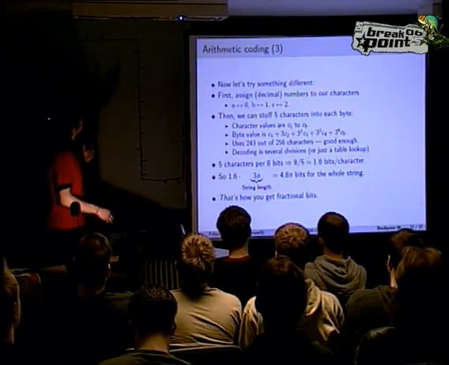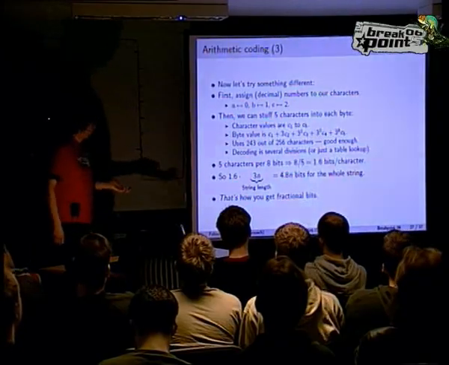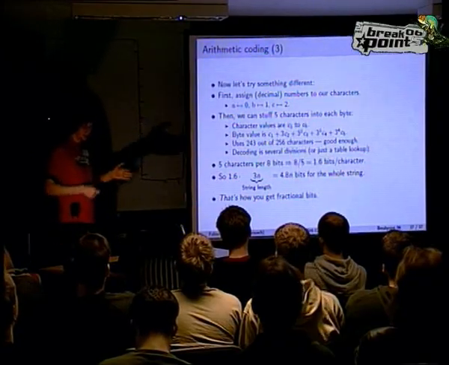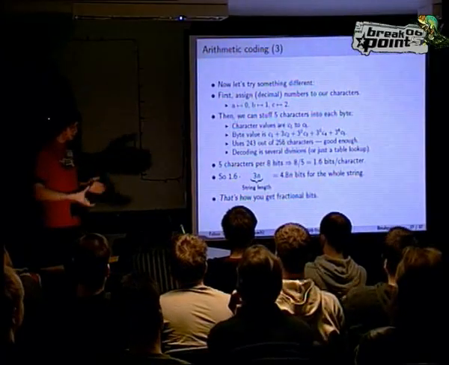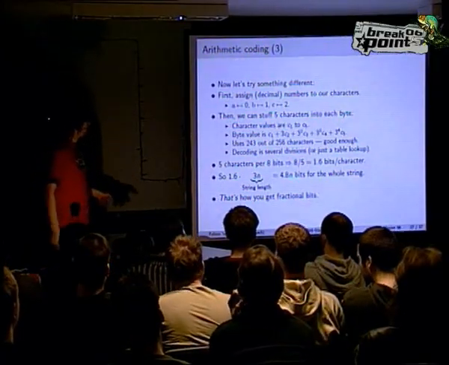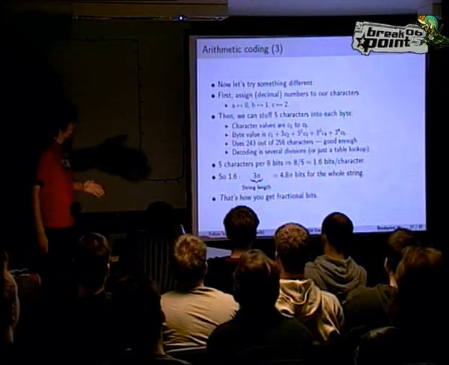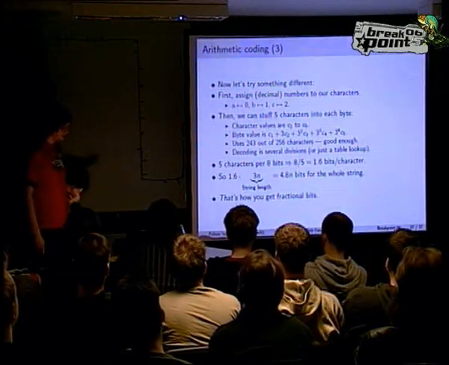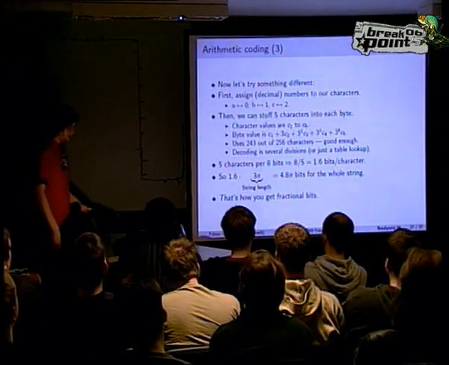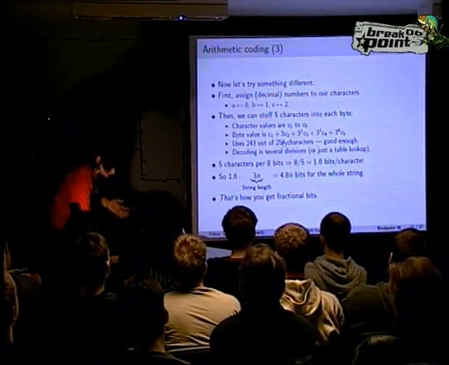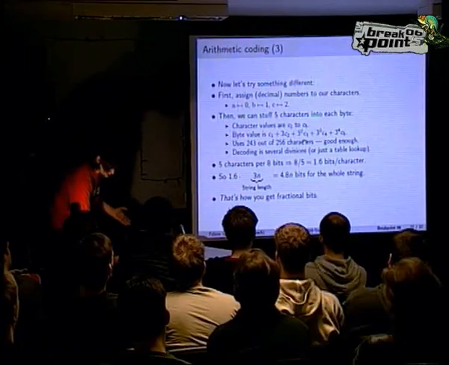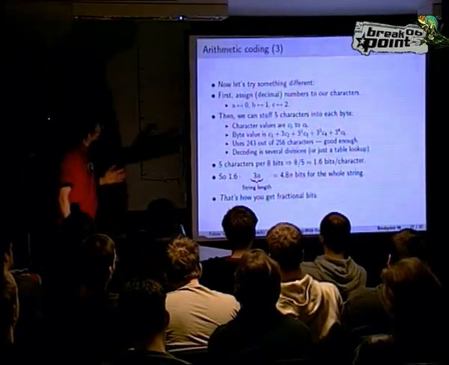And you can also try something different. You first assign numbers to those codes. So A is 0, B is 1, and C is 2. And if you do that, we can stuff 5 characters into each byte. So we have those 5 characters, C1 to C5, and you calculate a value from that. You do C1 plus 3 times C2 plus 3 squared times C3, and so on.